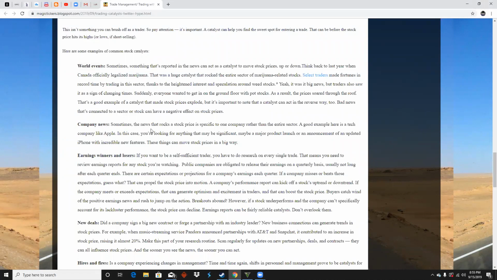Company news. Sometimes the news that rocks the stock price is specific to one company rather than the entire sector. A good example here is a tech company like Apple. In this case, you're looking for anything that may be significant, maybe a major product launch or an announcement of an updated iPhone with incredible new features. These things can move stock prices in a way.